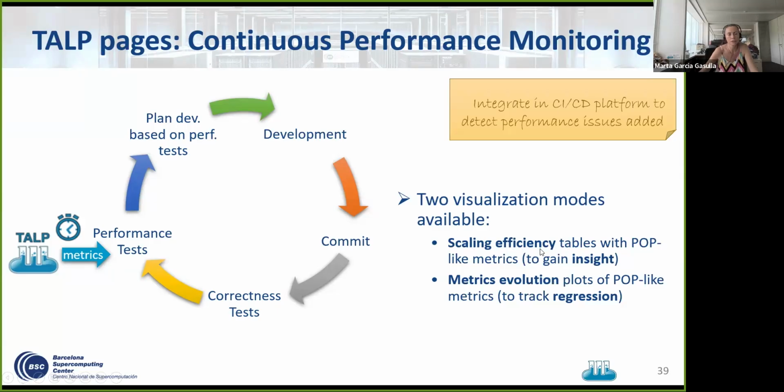One is a scaling efficiency. So for a single commit, let's say you run different cases, and the other one is the metrics evolution for different commits, how the metrics evolve during the different commits of the code.